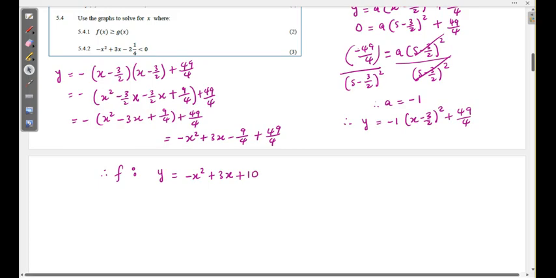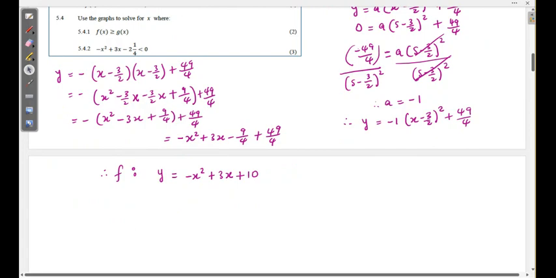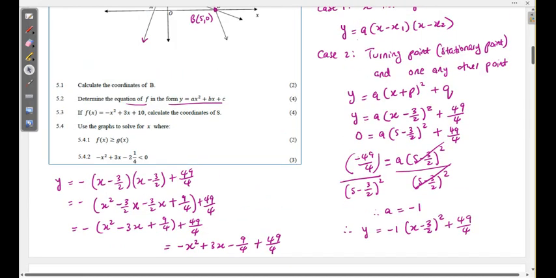So that is the equation of f there. In this form it actually looks much nicer than with fractions there.